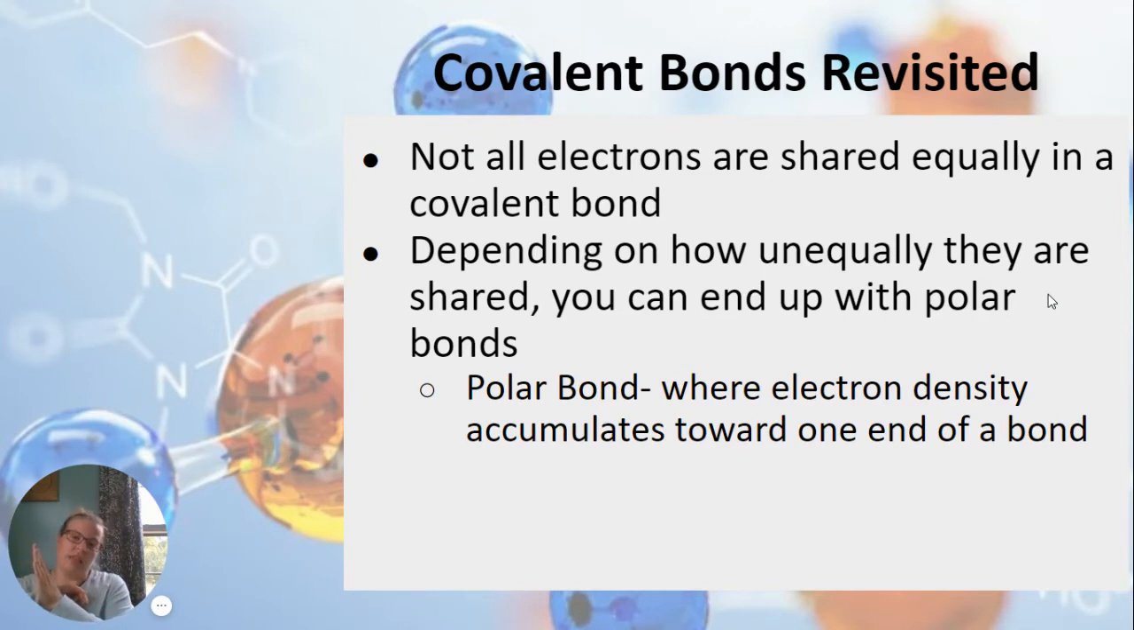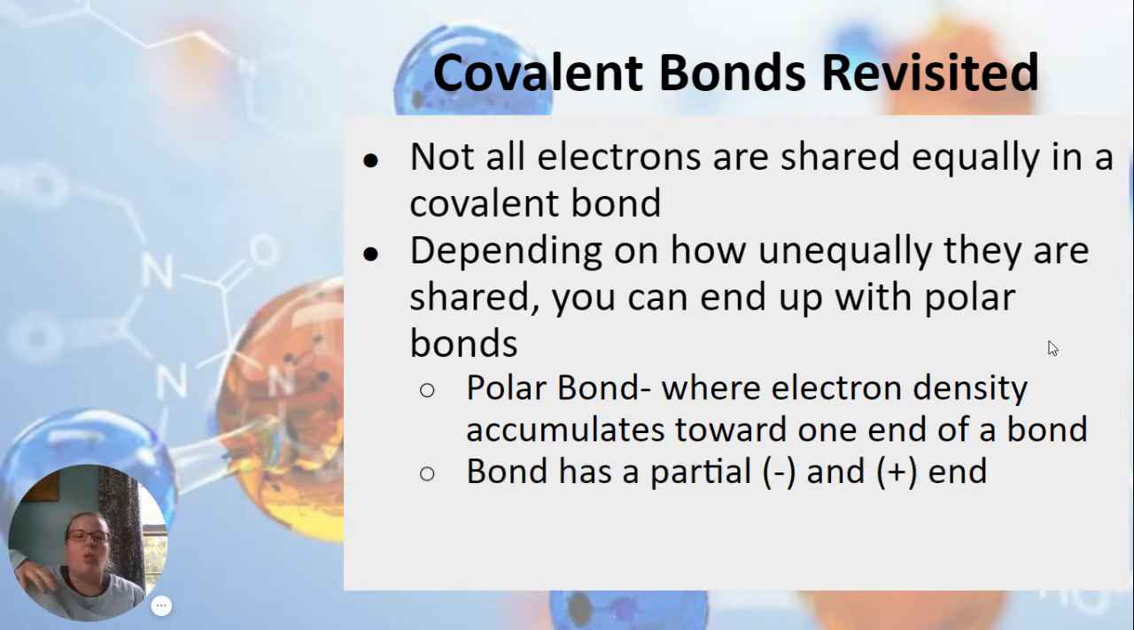So you'll see the electrons hanging around one element substantially more than they are around the other element. And because electrons are negative, you end up getting differences in actual charge. Now, it's not a fully charged ion like it is in an ionic bond, but you get a partial negative end where your electrons hang out, and a partial positive end where your electrons haven't hung out. And that's because your electrons are negative.